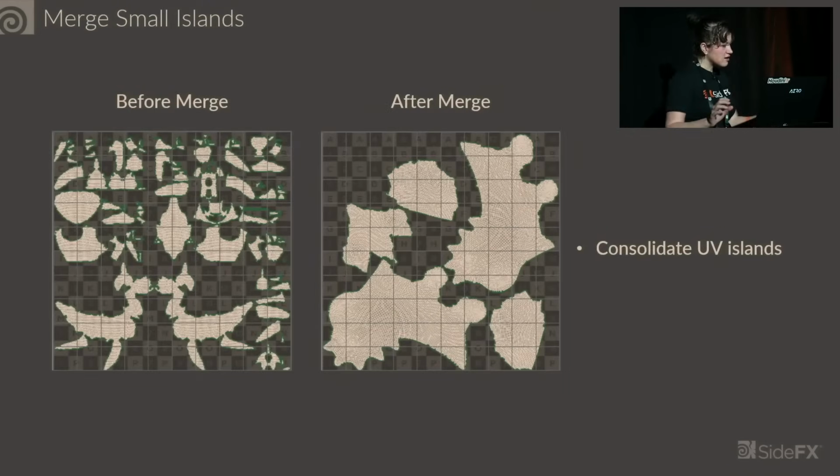Also along the lines of auto UV nodes, we have merge small islands. Here's an example of our rubber toy geometry, and auto unwrapping it produced a lot of small islands. What merge small islands does is it takes an island, finds the closest and largest UV island, and merges those together. Then it does that iteratively over and over again until you're left with much larger chunks to work with.